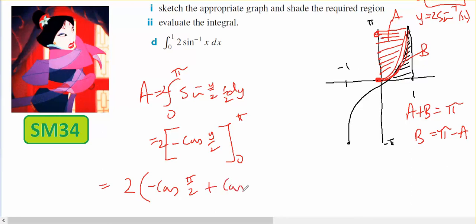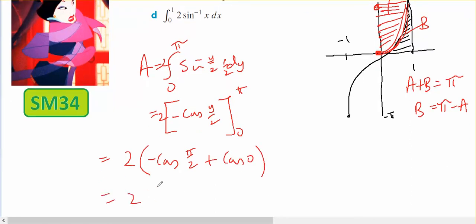plus cos of 0, which is 2 times negative 0 plus 1, therefore 2. I'm looking at pi minus 2 square units for the area that I'm wanting.